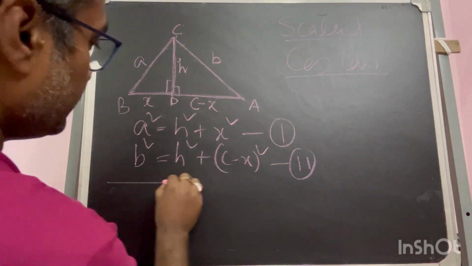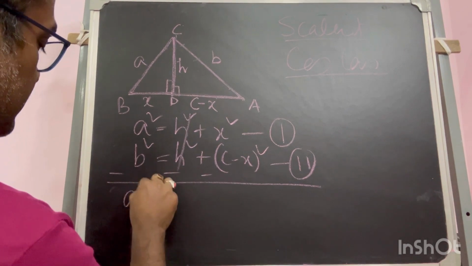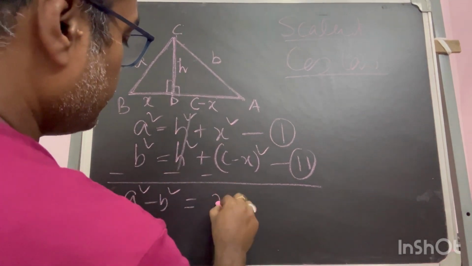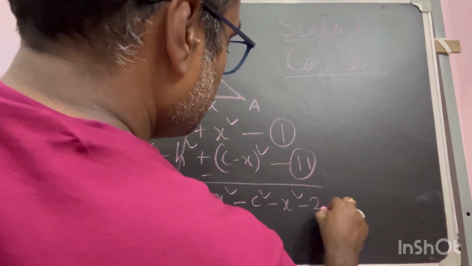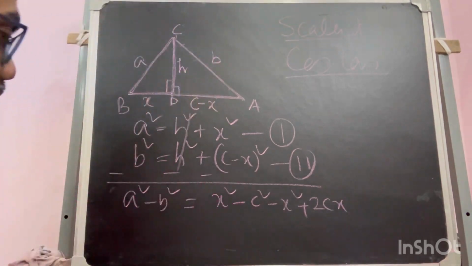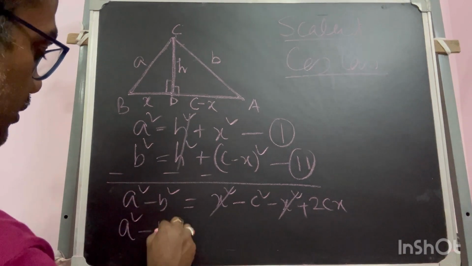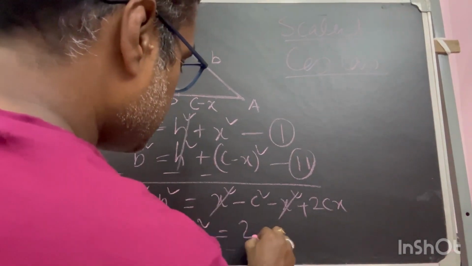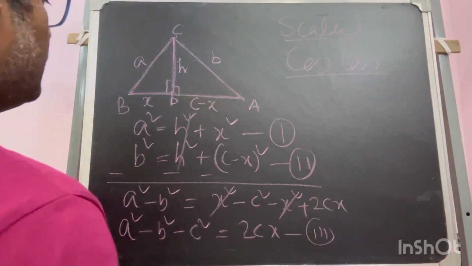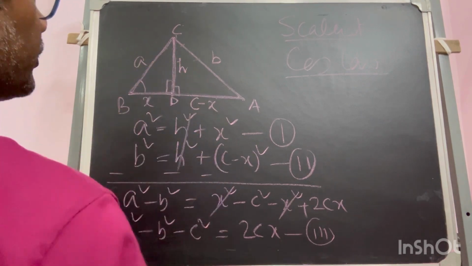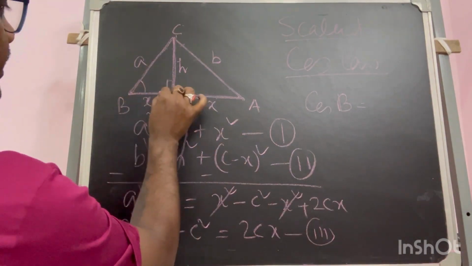So now if I eliminate h from this, so this will eliminate. So this is a square minus b square is equal to x square minus c square minus x square plus 2cx. So now x square will be cancelled out. Ultimately if I write minus c square on one side, this is 2 into cx. So this will be your third equation. Now again consider cos of B. Cos of B is equal to what will it give? X by a.